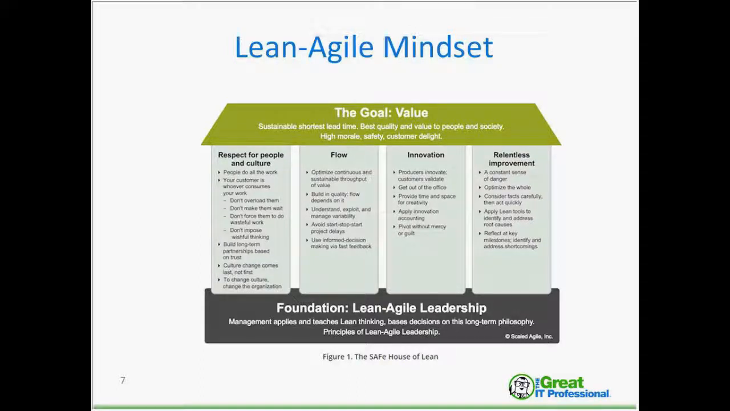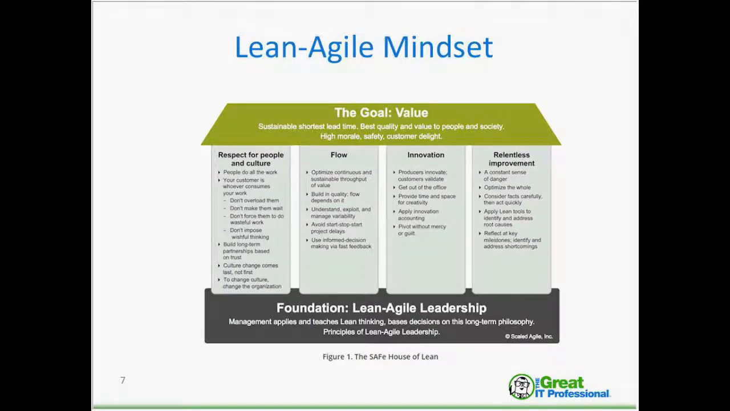The Agile Manifesto, I'm sure most of you have probably heard of before, and lean thinking. They want you to think with a lean mindset. It's a personal and intellectual leadership foundation that you need to adopt and apply the SAFe principles and practices. I'll talk about the tiers.